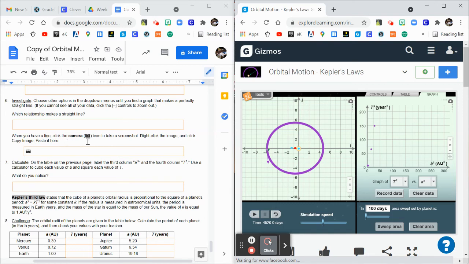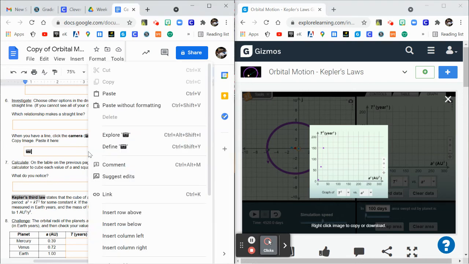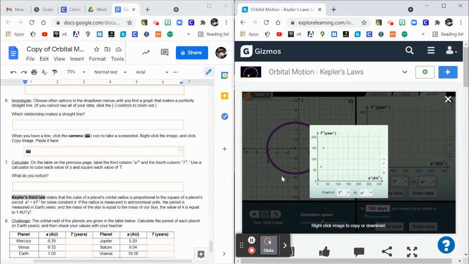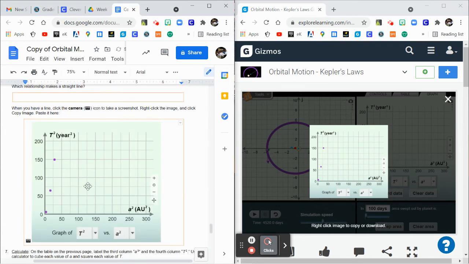When you have a line, click the camera icon, take a screenshot, right-click the image, and click copy image and paste it here. So, they're talking about this one. I think that for me it's this. It's t squared versus a squared. So there you go. There it is, and I'm going to right-click and copy the image and paste it here. There it is.